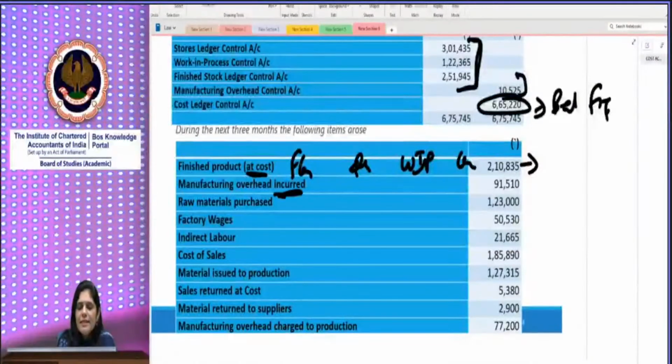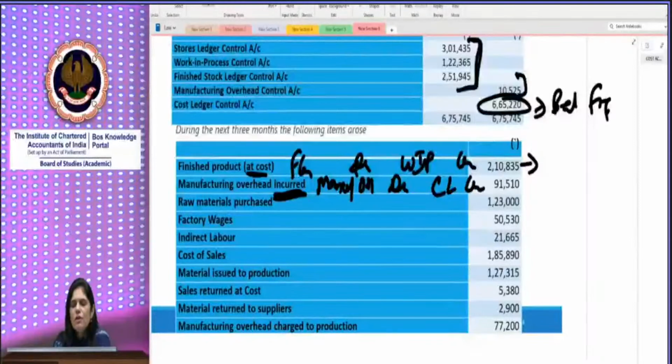Manufacturing overhead incurred. Incurred means they are created. They are first paid. So incurred means manufacturing overhead or production overhead. So manufacturing overhead control account debit, cost ledger control account will be credited. Clear? Because it is incurring. It is coming from outside.